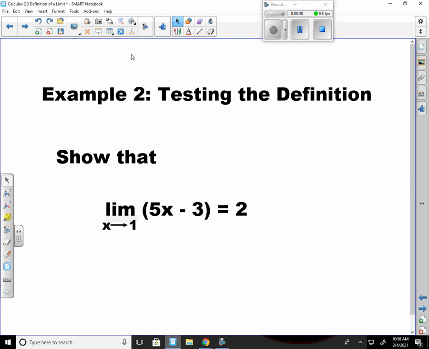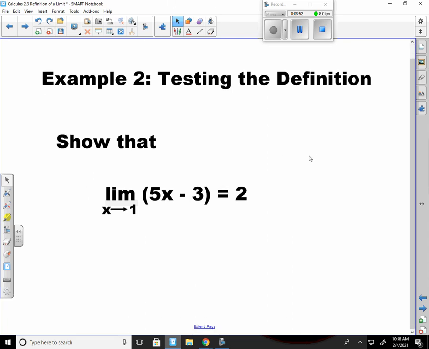Example 2, testing the definition. Show that the limit as x approaches 1 of 5x minus 3 equals 2. So in order to do this, I'll give you some time to write it down. I need to set my x naught equal to 1. My f of x is 5x minus 3, and my L equals 2.